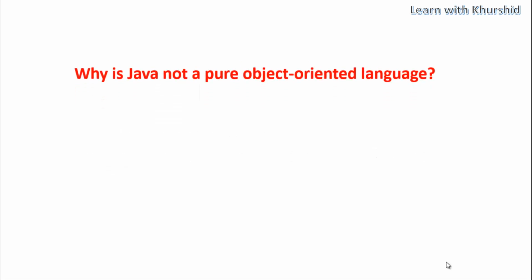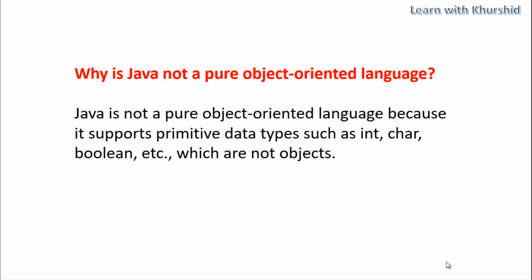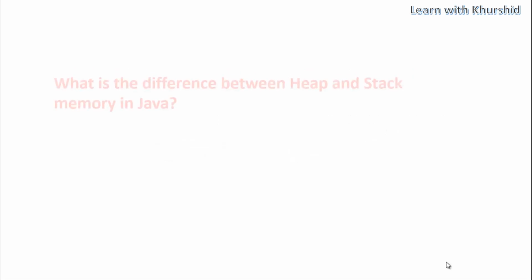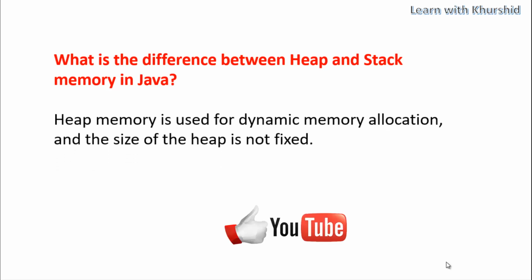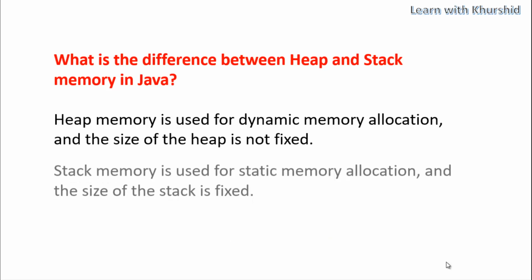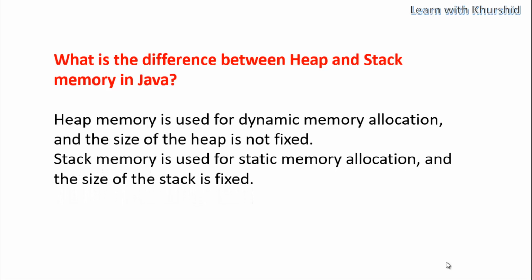Why is Java not a pure object oriented language? Java is not a pure object oriented language because it supports primitive data types such as int, char, boolean, double, etc., which are not objects. What is the difference between heap and stack memory in Java? Heap memory is used for dynamic memory allocation and the size of the heap is not fixed. Stack memory is used for static memory allocation and the size of the stack is fixed.